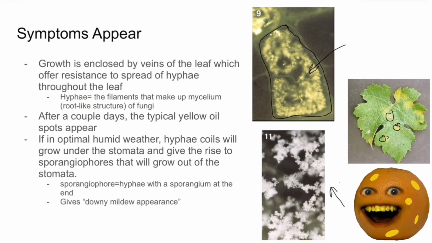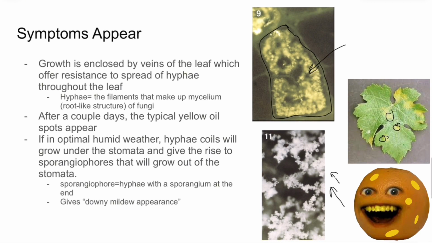Basically the sporangiophore is a special type of hyphae which will give rise to a sporangium at the end, which will make spores, allowing for the expansion of the Plasmopara viticola to other parts of the plant and maybe adjacent plants as well. And this here is known as the downy mildew appearance, as well as these yellow spots being a pretty common phenotype or symptom of downy mildew.